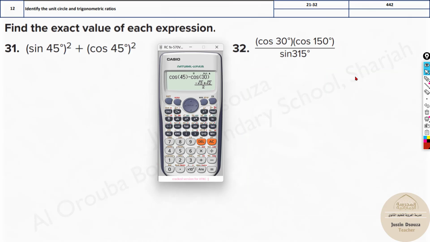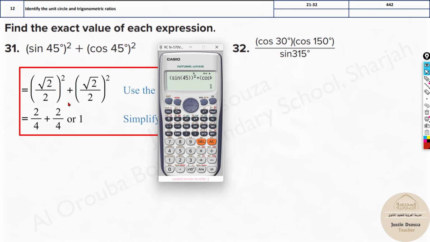Over here, I will do this one, squaring. What about the squaring thing? Use brackets. Let's write sine 45. Now you need to close two brackets, because one is for the angle and one for the entire function, and square it up. And then plus here as well, cos 45, close the brackets, and now square it up. This is the answer.